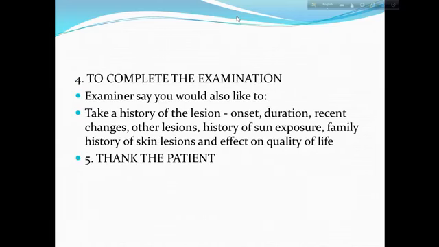To complete the examination, say to the examiner, I would also like to take a history of the lesion: onset, duration, recent change, other lesions, history of sun exposure, family history of skin lesions, and effect on quality of life. Then you thank the patient.